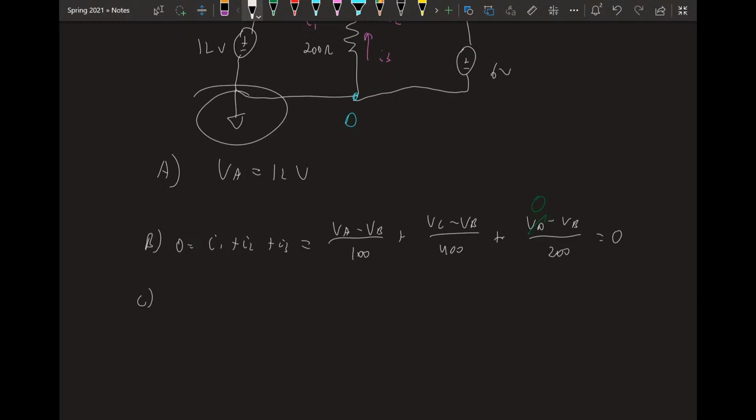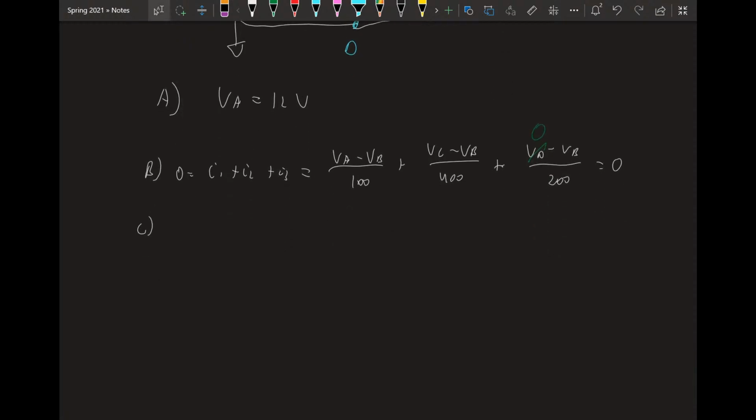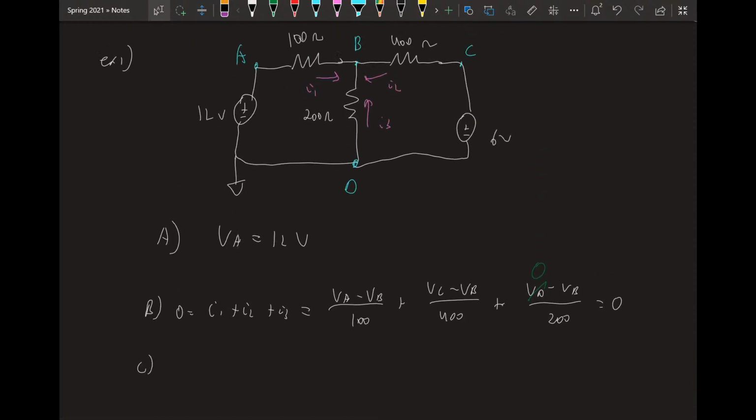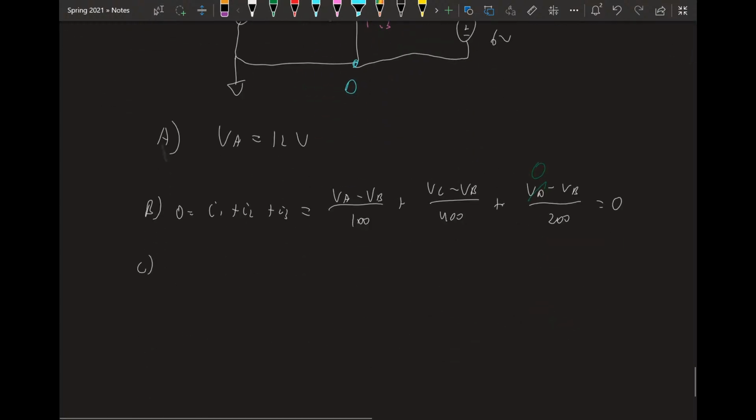That's why I drew the ground symbol there, because we would define node D as ground. And that's what you should do, yeah. It's the correct choice. Okay, so looking at node C. Just like node A, there's a voltage source in between it and ground. So, 6 volts.